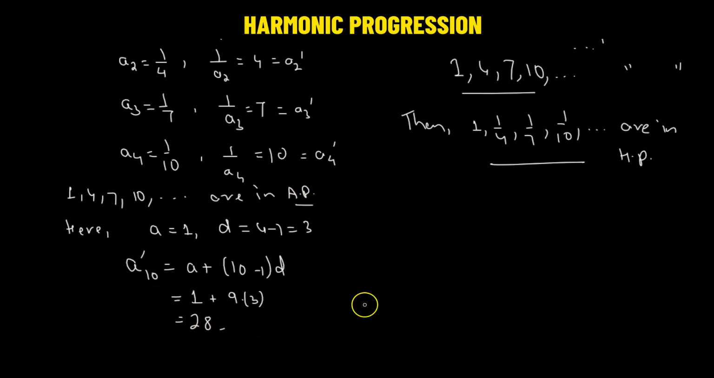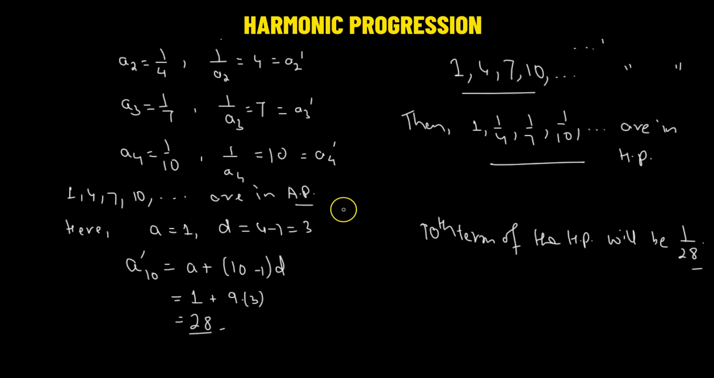If this is the 10th term of the arithmetic progression, then the 10th term of the harmonic progression is going to be the reciprocal of the 10th term of the arithmetic progression. So the 10th term of the harmonic progression will be, all we have to do is take the reciprocal, so that's 1 over 28. So this is going to be the 10th term.